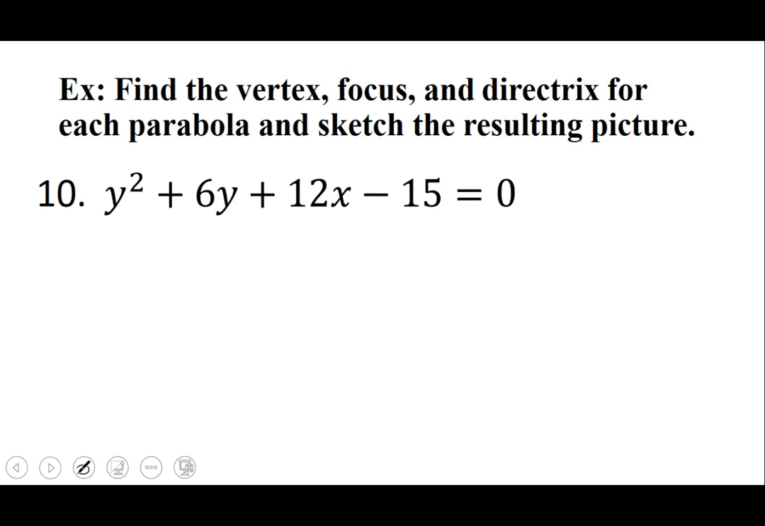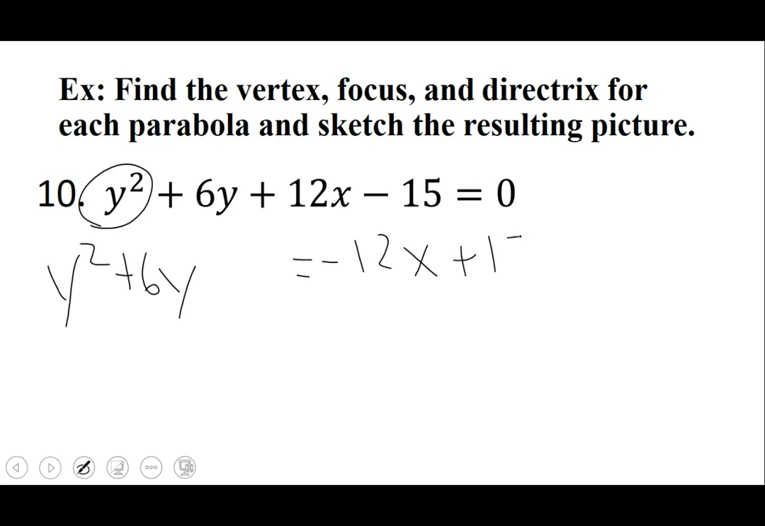So if we want this to look something like a parabola, we're going to start by putting all the y's on one side because of the fact that the y is squared. Whichever variable is squared, that's the one that you have to complete the square for. So I'm going to leave the y squared plus 6y over here on the left-hand side. I'm going to leave a little space. I'm going to move the 12x over. I'm going to move the 15 over. And that sets me up for exactly what I want to do here.